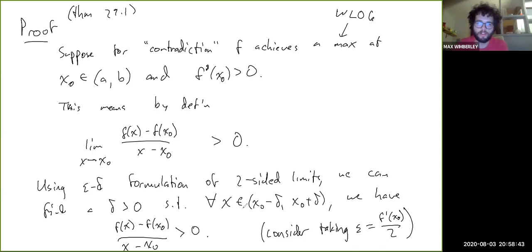So we chose this delta so that for all x in this symmetric interval, this quantity is positive. So in particular, for values of x in the right half of the interval, so when x happens to be bigger than x naught, then the denominator is positive, so the numerator also has to be positive.